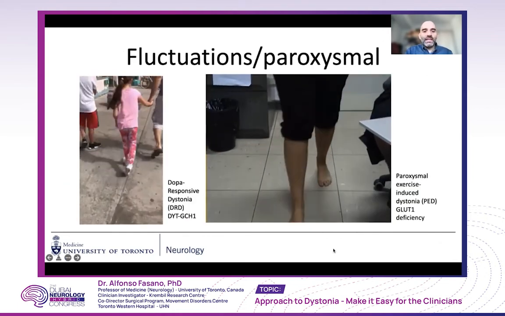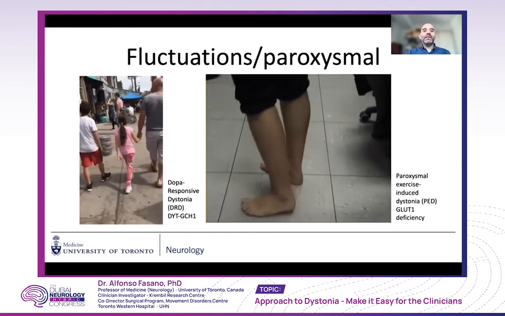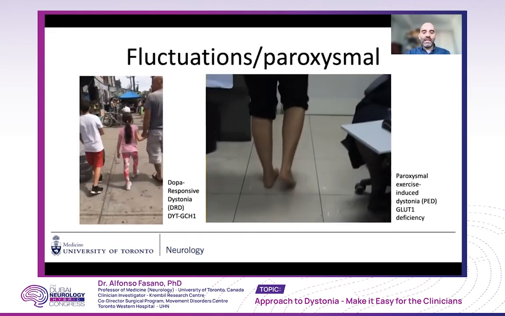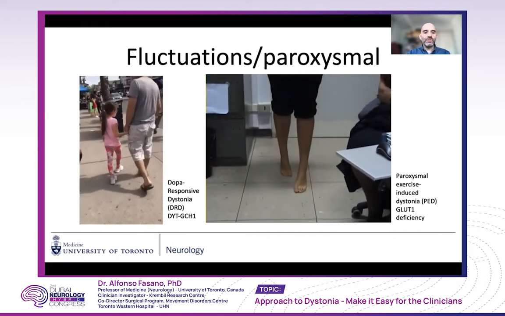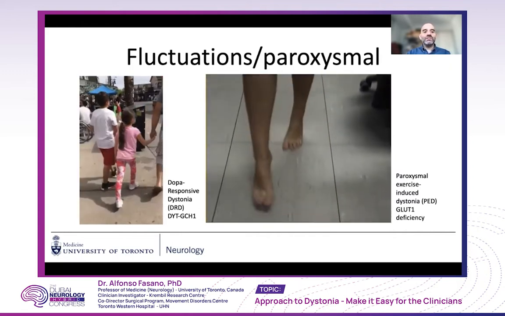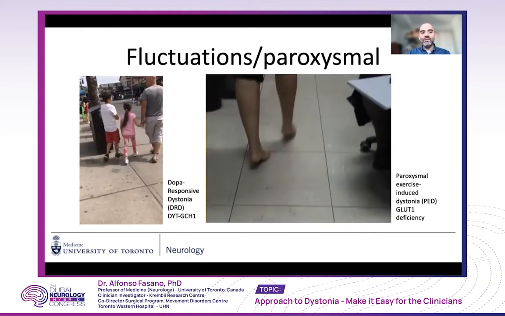On your left, you see a case of fluctuating dystonia. This is typically seen in a condition, again, affecting children, called Dopa responsive dystonia. I'll tell you more about this in a second. And these patients tend to have worsening of their symptoms in the evening.